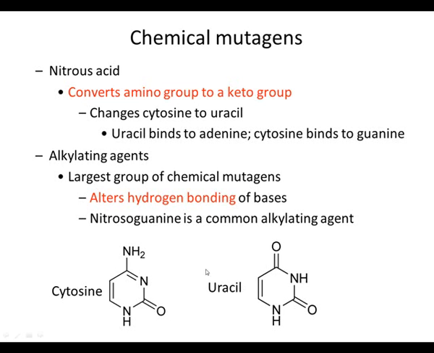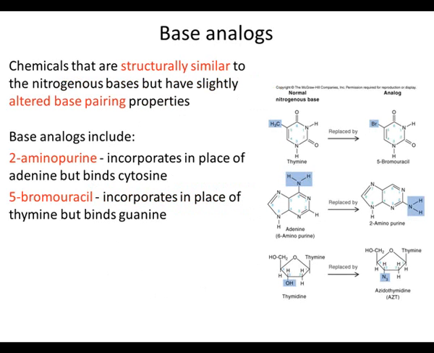And then alkylating agents, there's lots of these kinds of chemicals around. They can add, like I say, a methyl group or an ethyl group to the base, and then they will alter the hydrogen bonding properties of the base. And so nitrosoguanidine, that's a very common one used in the laboratory, causes a high frequency of mutations because it methylates so many bases.